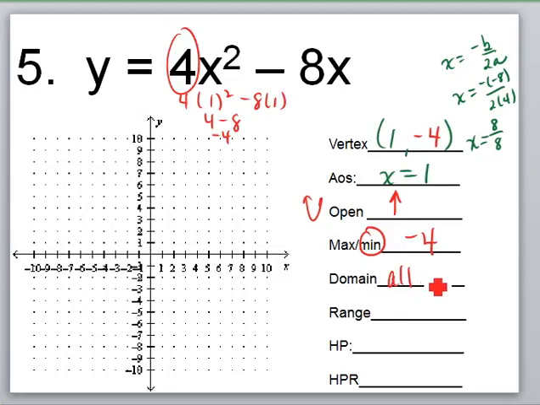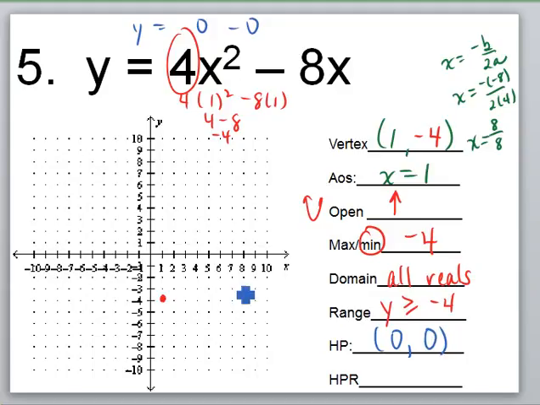The domain is all reals. The vertex is 1, negative 4. If it opens up, all the values are above negative 4, so the range has to be that y is greater than or equal to negative 4. The helper point is found by plugging in 0, so when I plug in 0, I get 0 minus 0, so y is 0. Plug in 0 for x, got 0 for y. Here's where I'm folding it in half, so a distance of 1 away, go a distance of 1 away. The other helper point is 2, 0. And then sketch the parabola.